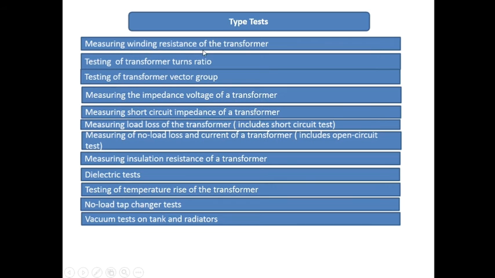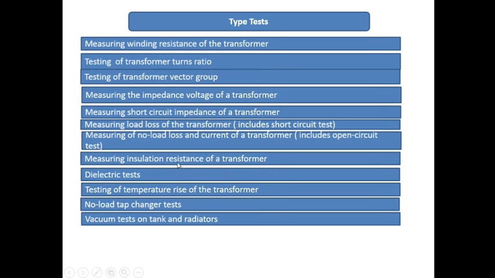Measuring winding resistance of the transformer. Then testing of transformer turns ratio. Testing of transformer vector group. Measuring the impedance voltage of a transformer. Measuring short circuit impedance of a transformer. Measuring load loss of the transformer include short circuit test. Measuring no load loss and current of a transformer includes open circuit test.